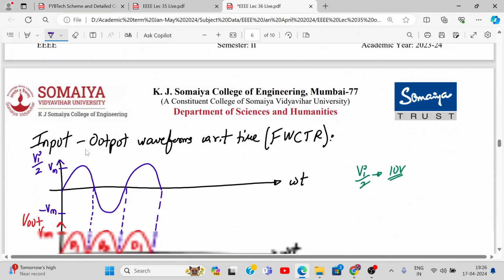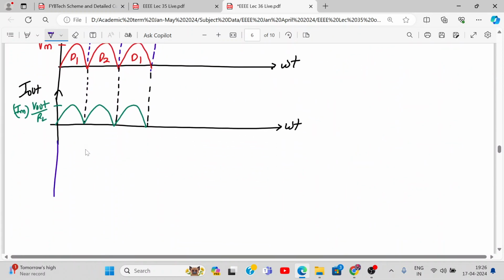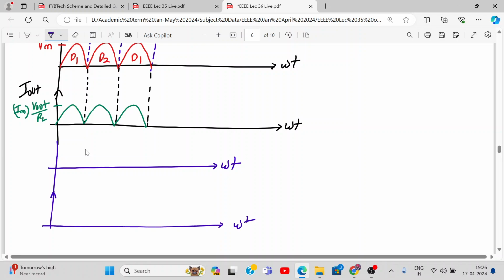Now if I plot this VD1 and VD2 separately, students, what should I get? How will I plot it? This is VD2, this is VD1. How will the waveform look? It is half wave, but it will go negative. See, it is the peak inverse voltage. It can handle negative voltages, right?